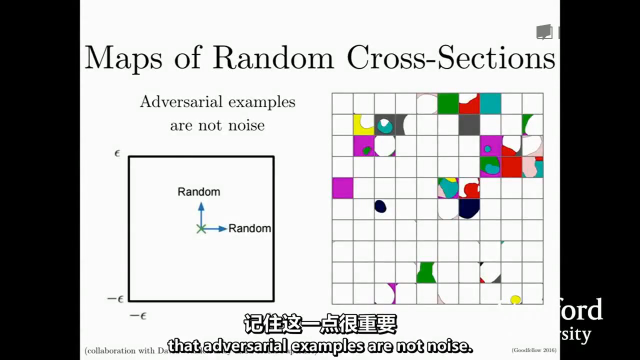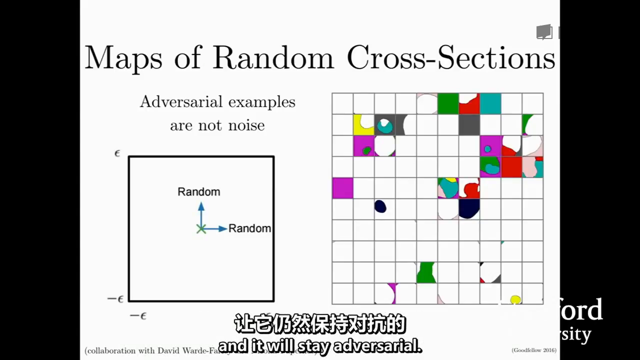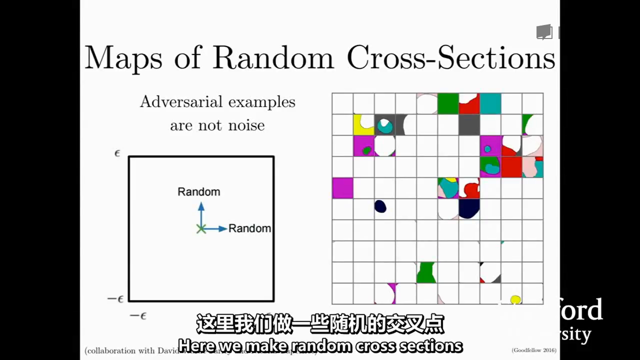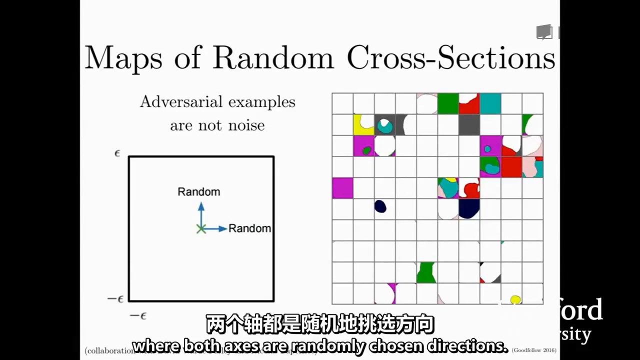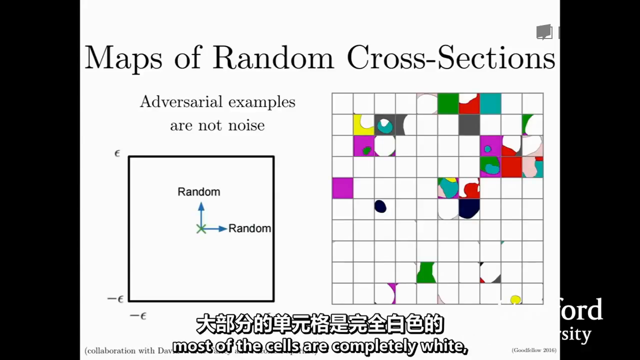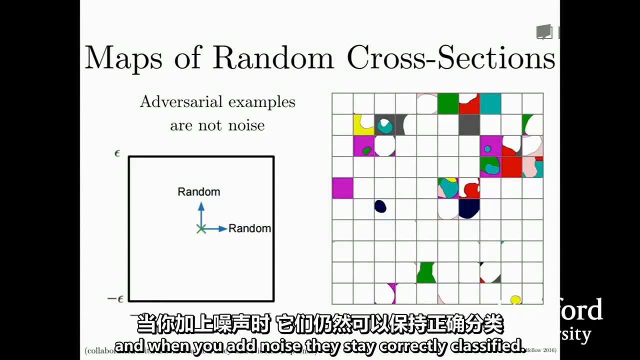Finally, it's important to remember that adversarial examples are not noise. You can add a lot of noise to an adversarial example, and it will stay adversarial. You can add a lot of noise to a clean example, and it'll stay clean. Here we make random cross-sections where both axes are randomly chosen directions. And you see that on CIFAR-10, most of the cells are completely white, meaning that they're correctly classified to start with, and when you add noise, they stay correctly classified.